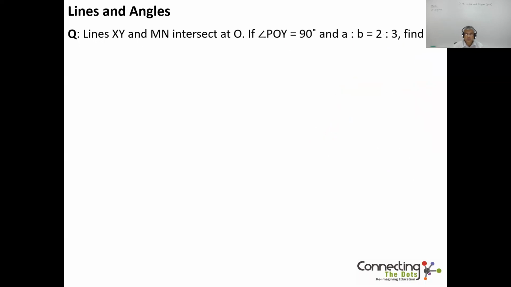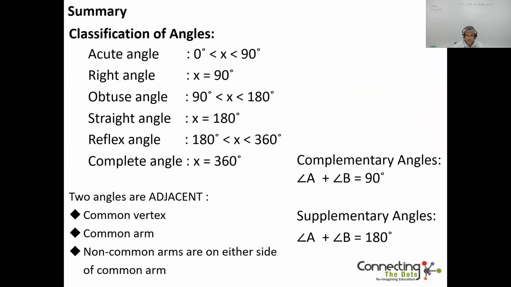So let's do a quick recap. What did we cover in today's class? First we went over line segments and rays. We went over various angles: acute angle, right angle, obtuse, straight, reflex, and complete angles. So starting from less than 90, 90, then between 90 and 180, then 180 degrees. Then reflex was between 180 and 360, and when we completed 360, it was called a complete angle.